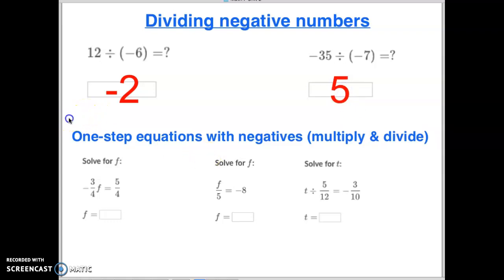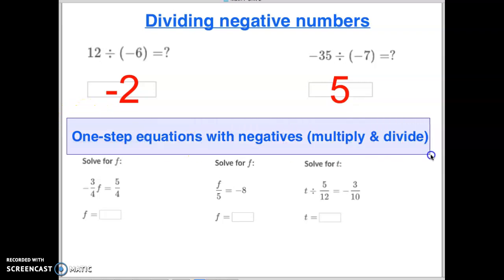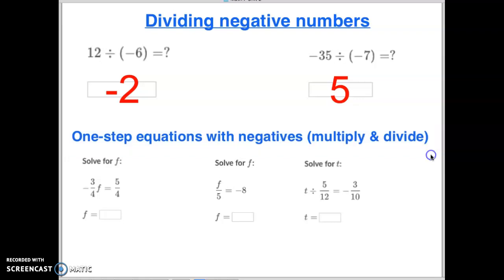Then your next one, a hair more challenging, is one-step equations with negatives, multiplying and dividing. Now, what I want you to think about is whenever you are doing equations, there's a fancy term called inverse. Inverse means to do the opposite, okay? So whenever we solve for an equation, we always do what's called inverse operations, or doing the opposite.